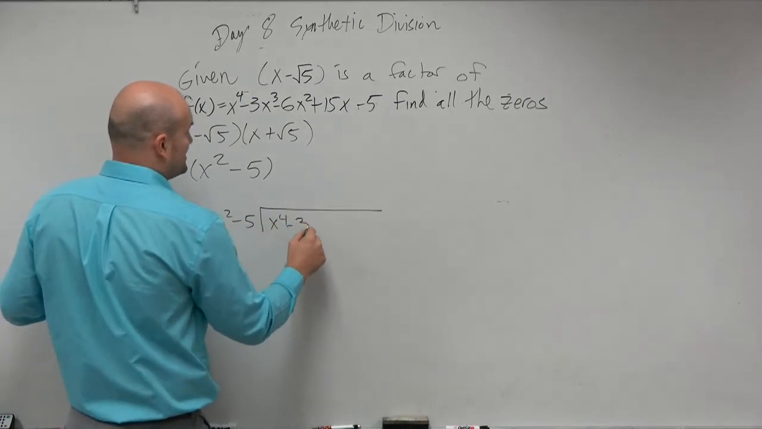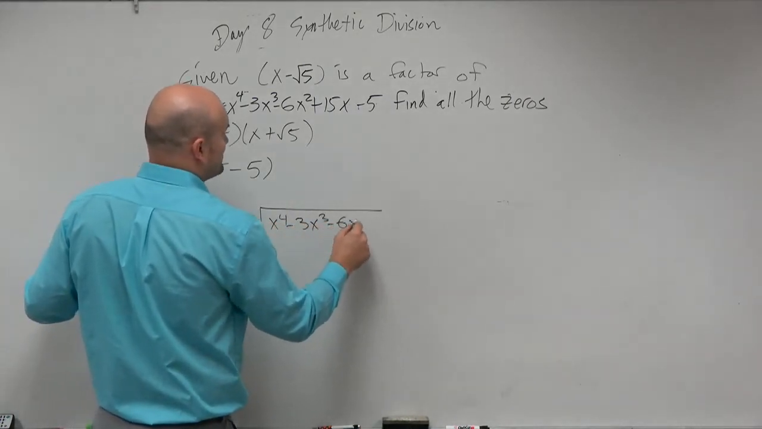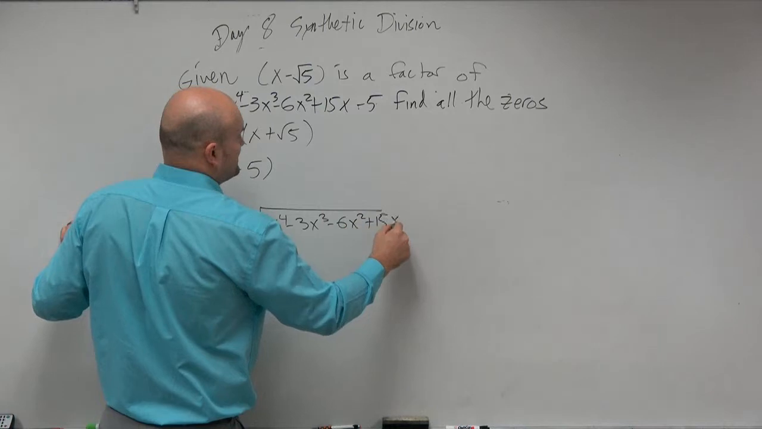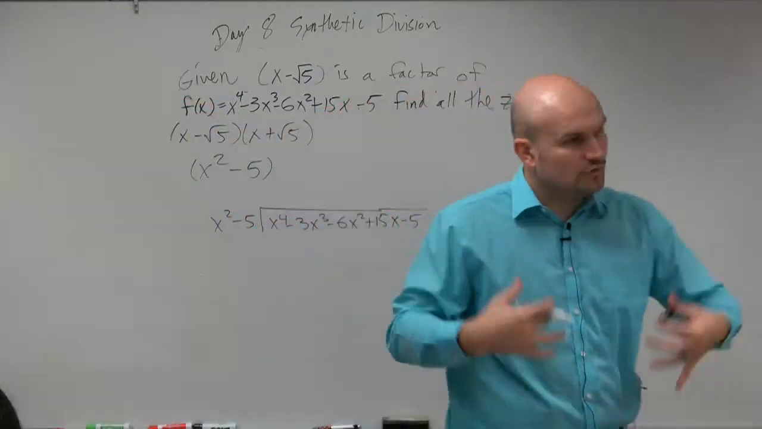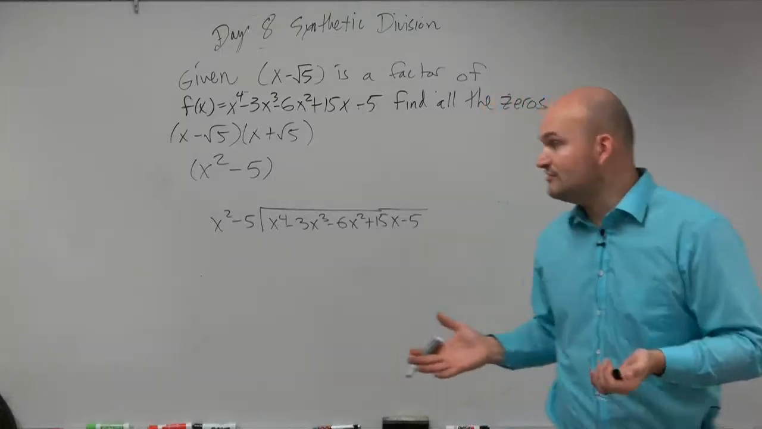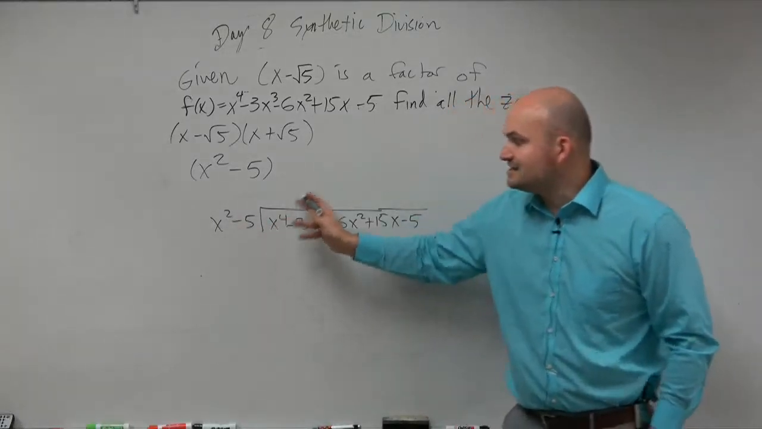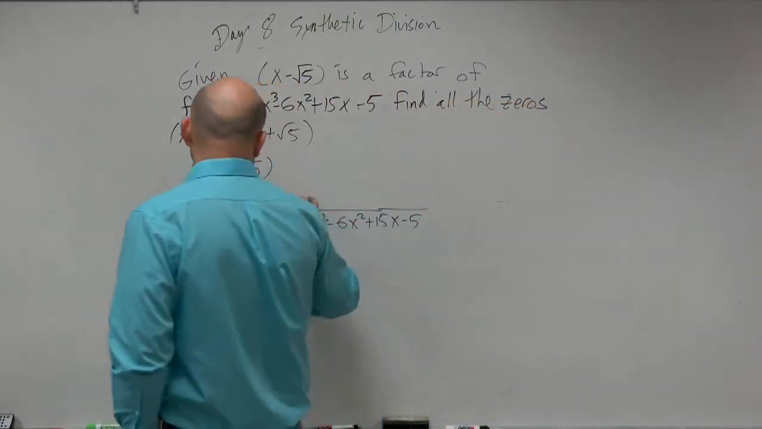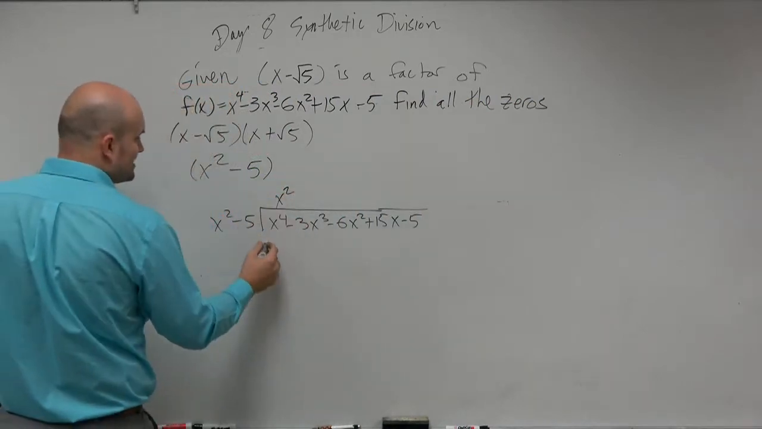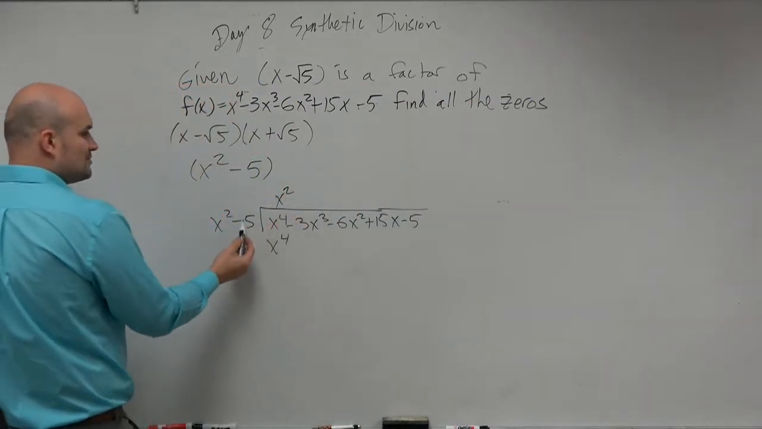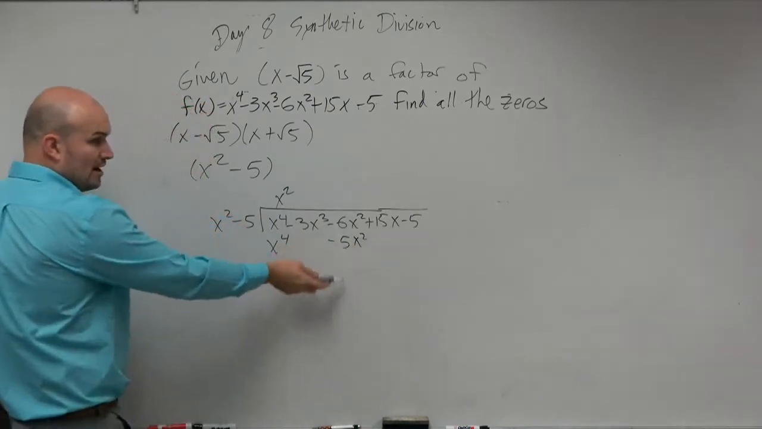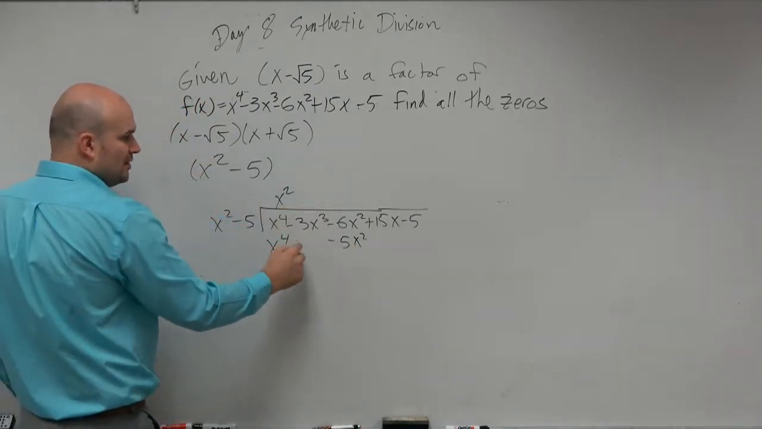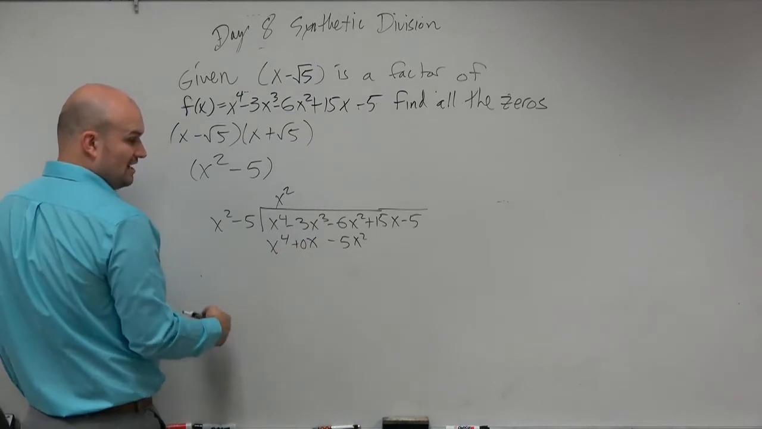X to the 4th minus 3x cubed minus 6x squared plus 15x minus 5. Again, this is why I was saying for you guys to be really comfortable with our long division. X squared divides into x to the 4th. X squared times x squared is x to the 4th. X squared times negative 5 is a negative 5x squared. Right? You want to make sure you put them under like terms. You can use place values if you want.